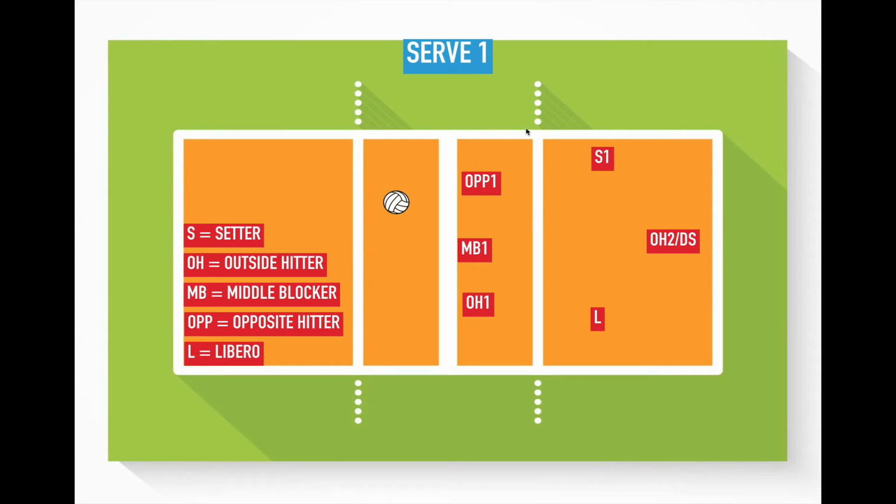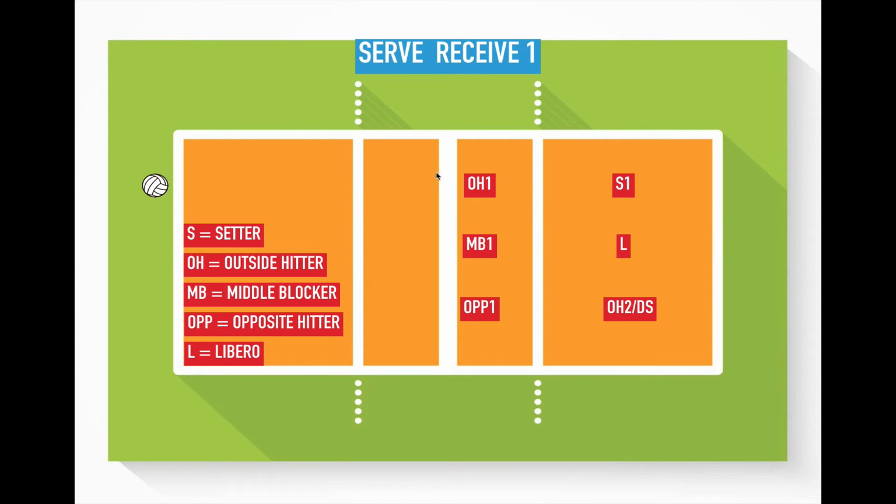Now let's take a look at serve receive 1. When we are in serve receive, we're going to have 3 passers, and it's going to be the outside hitter, libero, and the other outside hitter. They may not be in that order, but that's the 3 girls that it will be. Now there may be an occasion where I have to pull a different passer back, but this is the normal. These are your 3 passers.